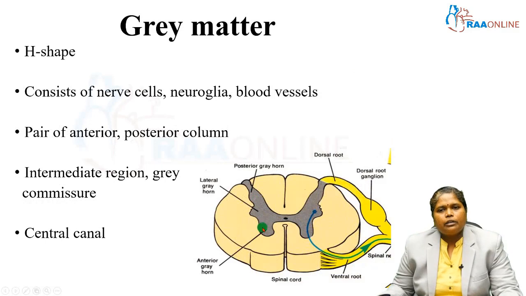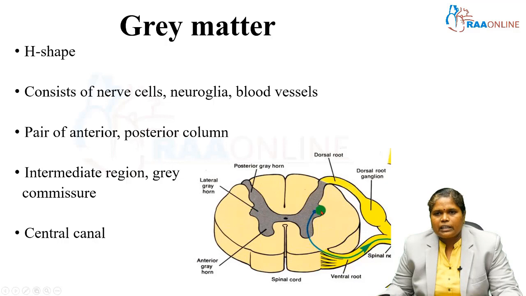Now, going to the grey matter of the spinal cord, it is H-shaped or butterfly-shaped, and it consists of nerve cell bodies, neuroglia and blood vessels. The parts of the grey matter are the pair of anterior or ventral horns and the pair of posterior or dorsal horns. There is an intermediate region, which sometimes we may find, known as the lateral horn, in the thoracic region alone. So this lateral horn will be present in the thoracic part of the spinal cord. And we have the central canal.